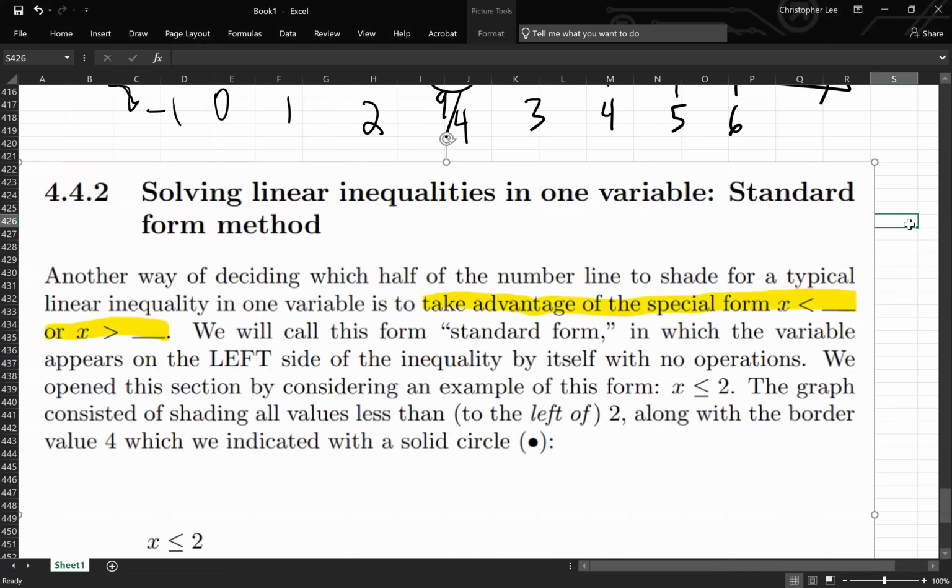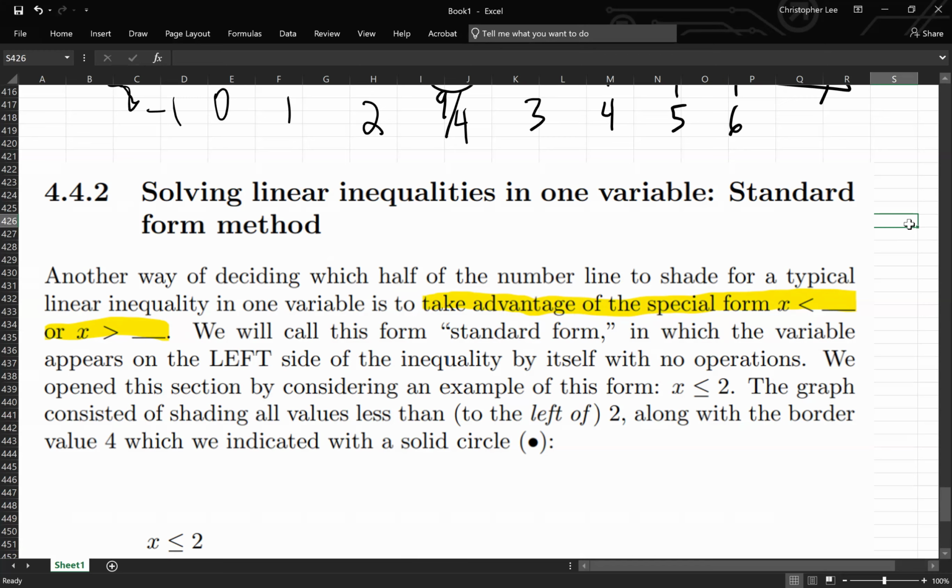So now we're going to talk about solving linear inequalities in one variable, the standard form method. Another way of deciding which half of the number line to shade for a typical linear inequality in one variable is to take advantage of the form x less than whatever or x greater than whatever. We will call this form the standard form, in which the variable appears on the left side of the inequality by itself with no operation.